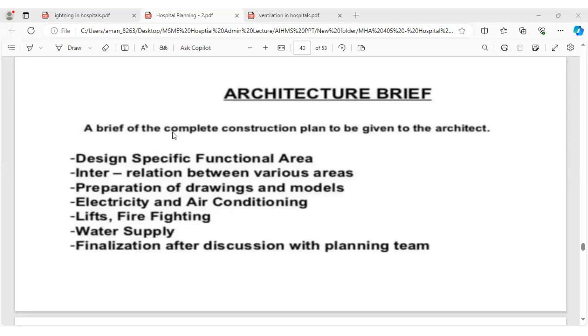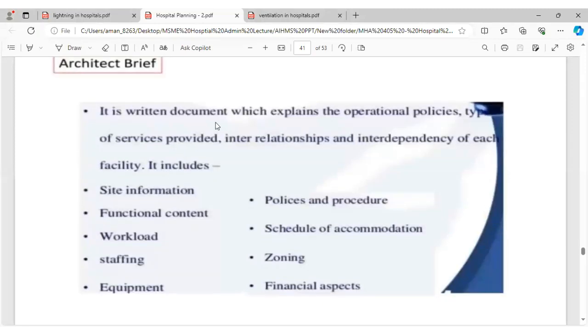Finalization after discussion with the planning team. It is a written document which explains the operational policies, types of services provided, interrelationships, and interdependency of each facility. It includes site information, functional content, workload, staffing, equipment, policies and procedures, schedule of accommodation, zoning, financial aspects.